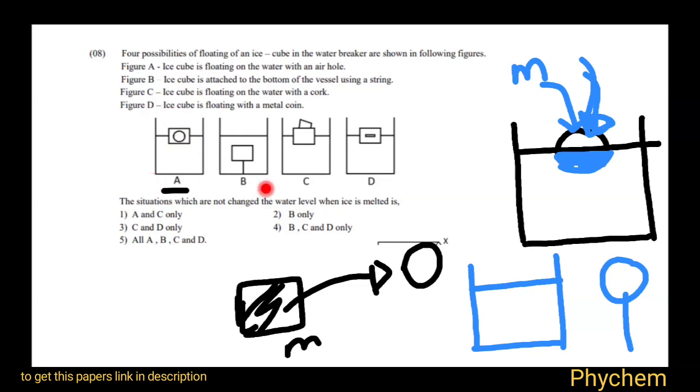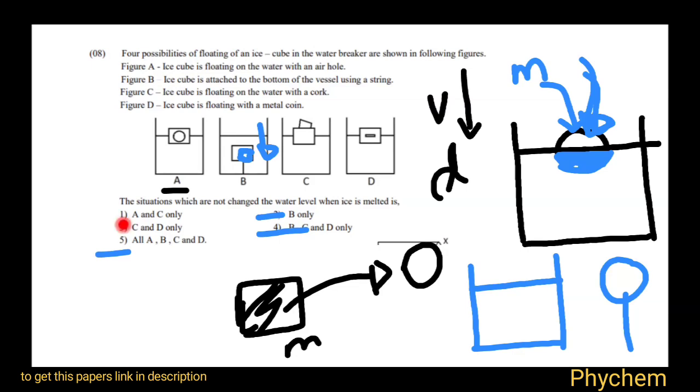But in B, after the ice cube melts, you know that when ice transforms into water, the density increases. When the density increases, the volume is reduced. So the ice cube shrinks. When it shrinks, the extra volume has to be filled by the available water. So definitely in part B, the water level should be reduced. So B cannot be the answer. So the fourth is cancelled, fifth cancelled. The answer can be 1 or 3. So let's look at other things.